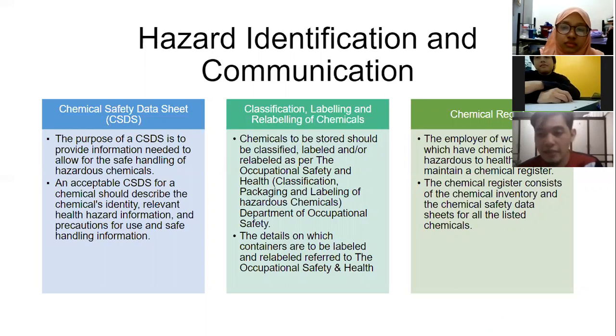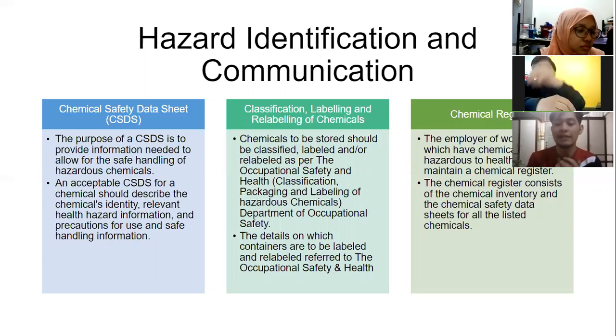And next, the chemical register. So the employer of the workplace that has hazardous chemicals should maintain a chemical register, which also consists of the chemical inventory and the CSDS for all the listed chemicals.